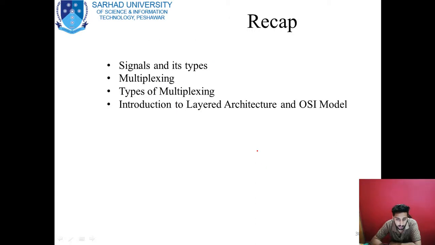So that's all for today's lecture. In this lecture we have learned about signals and their types. We discussed multiplexing and different types of multiplexing. And in the last part of the lecture we have discussed the motivation of layer architecture. In the coming class we will see the details of layer architecture, starting with the OSI model, that is Open System Interconnection model.